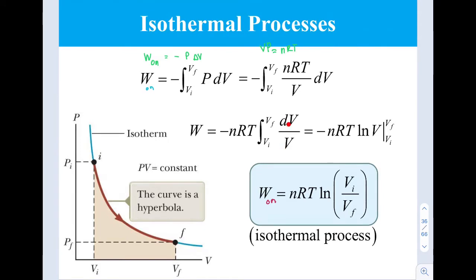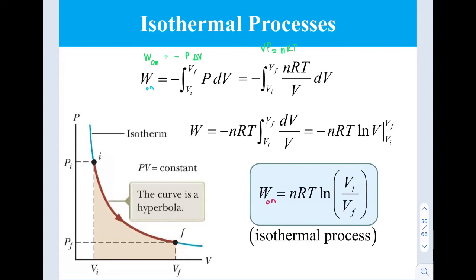Since this is a hyperbola curve, the product of this will be negative nRT ln V, where V here is from the initial to the final state. If we want a positive equation, we can manipulate this one and write it in terms of this pattern. When we have ln V initial over V final, the negative sign will vanish, isn't it? So this is still work done on the gas by the isothermal process.